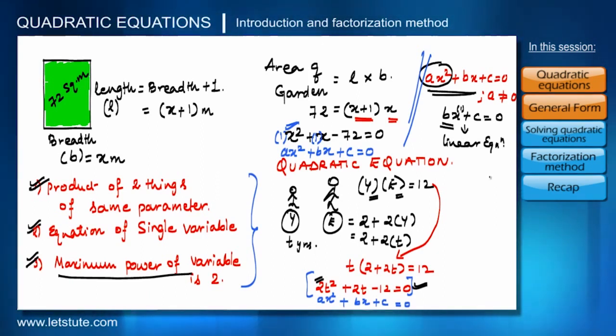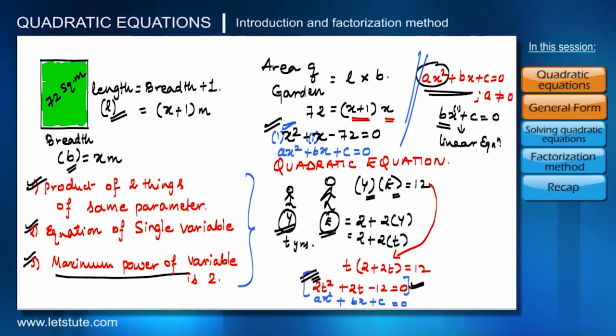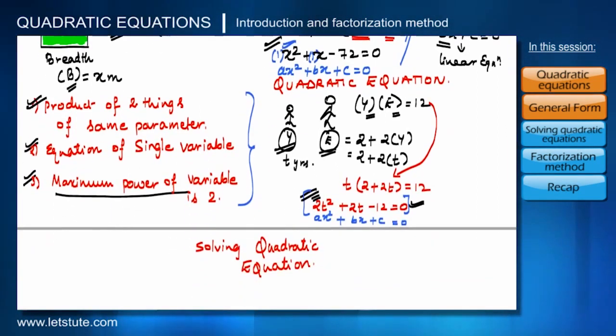Why is there a need to solve the quadratic equation? Because when we solve a quadratic equation, we get the value of the variable. Like if we solve this quadratic equation, we get the value of x, which helps us in finding the length and breadth of the garden. And if we solve this quadratic equation, we get the value of variable t, which helps us in finding the age of the brothers.